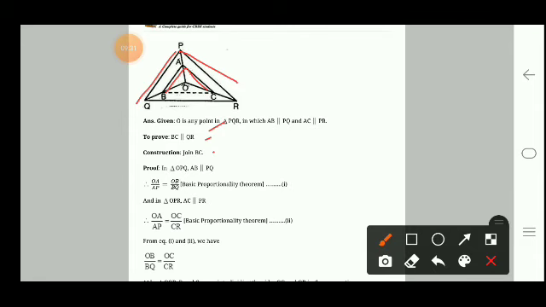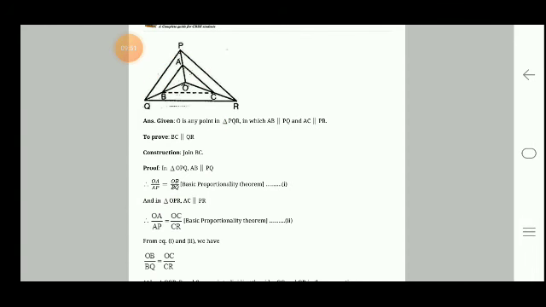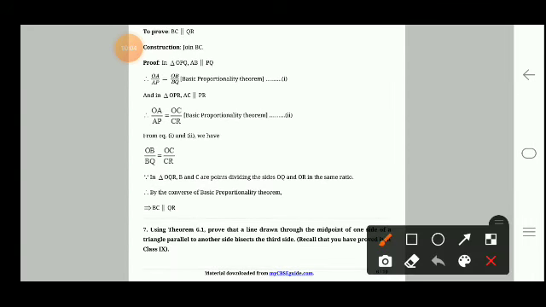Now in triangle OPQ, as we can see this is parallel, so again by BPT, OA over AP is equal to OB over BQ. Then in triangle OPR, since AC is parallel to PR, therefore again OA over AP is equal to OC over CR. So from equations 1 and 2 we have observed that OB over BQ is equal to OC over CR. It means that it is dividing the sides in the same ratio. So again by the converse of BPT, that is the basic proportionality theorem, BC is parallel to QR.